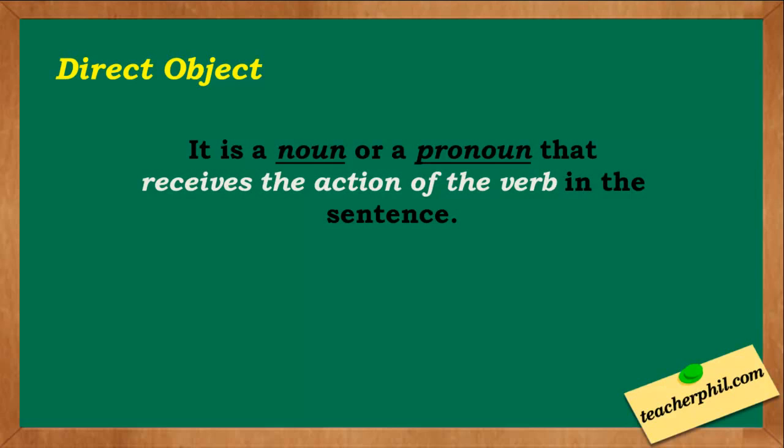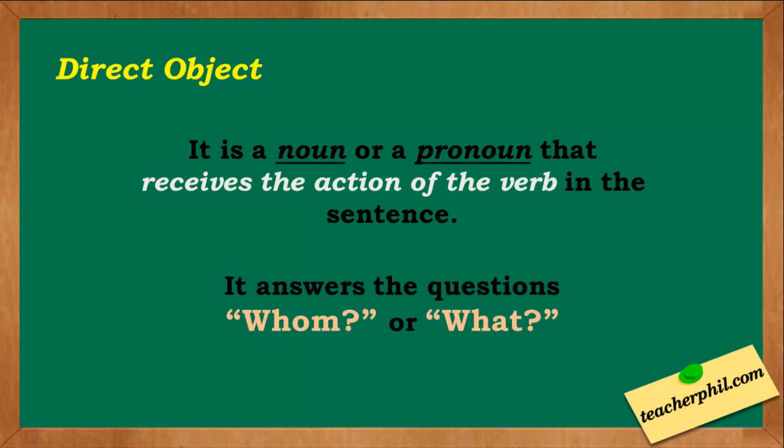Let's start with direct objects. A direct object is a noun or a pronoun that receives the action of the verb in the sentence. It answers the questions whom or what.